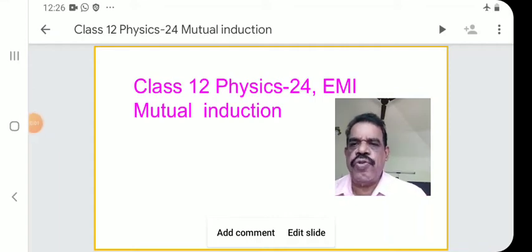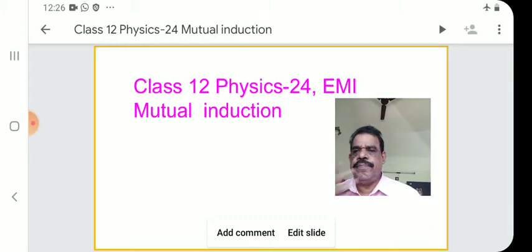Welcome to our 24th lecture on class 12 physics. And today's topic is mutual induction in electromagnetic induction, for Plus Two physics, HSC, CBSE and ISC students. Mutual induction, today's topic.